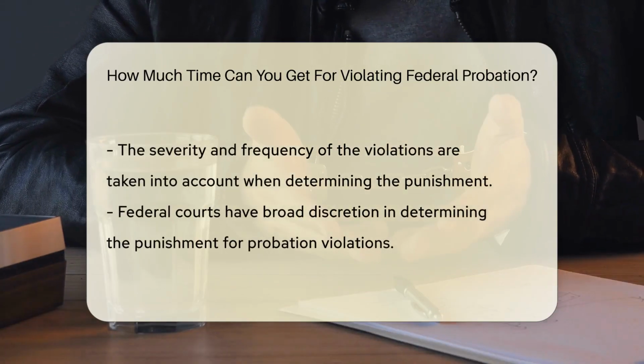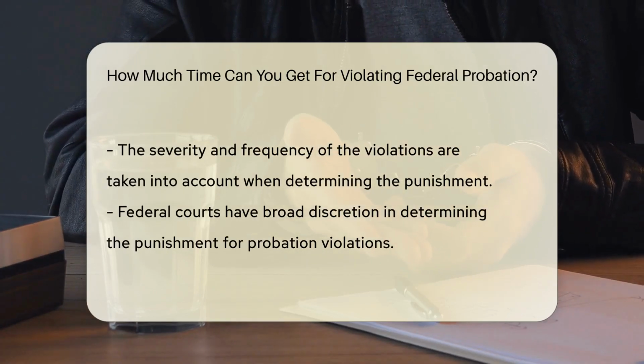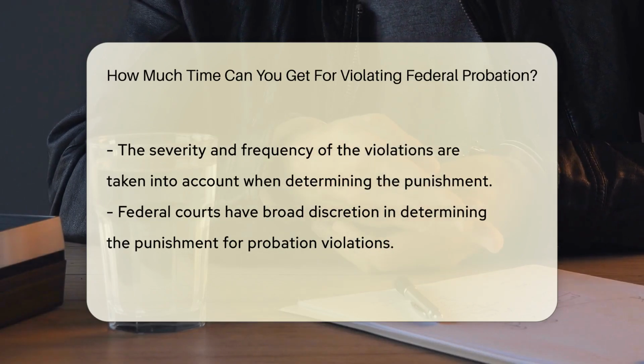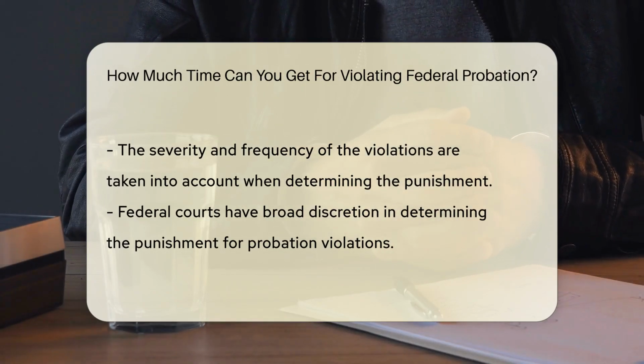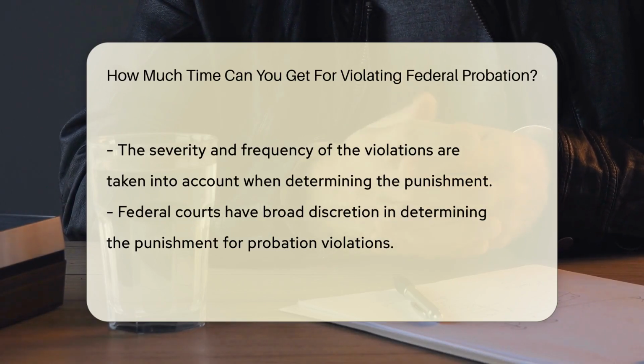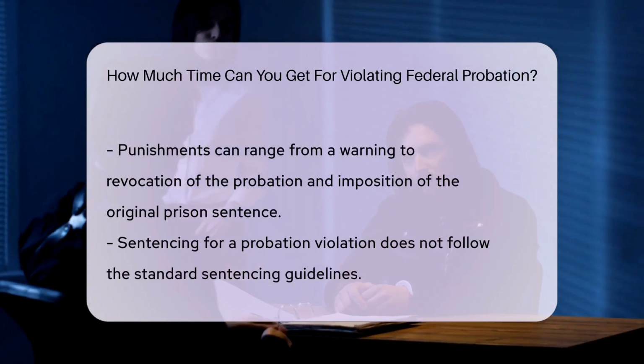The consequences for violating federal probation can vary greatly, depending on the severity and frequency of the violations. Federal courts have broad discretion in determining the punishment for probation violations, which can range from a warning to revocation of the probation and imposition of the original prison sentence.